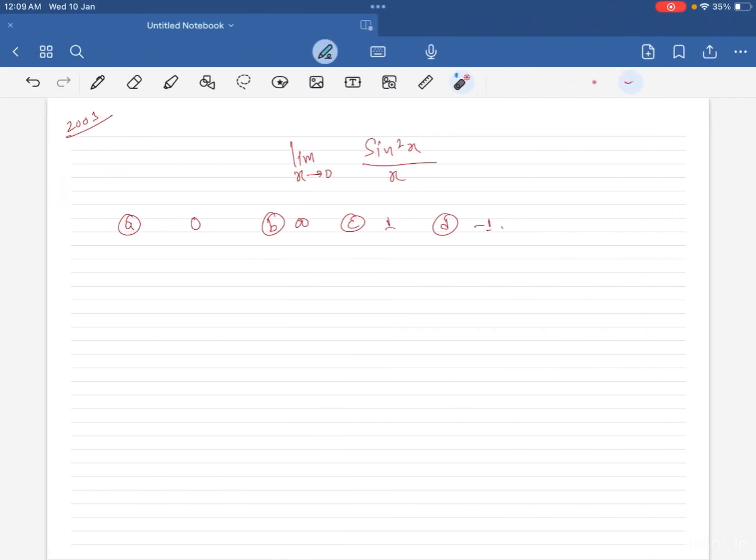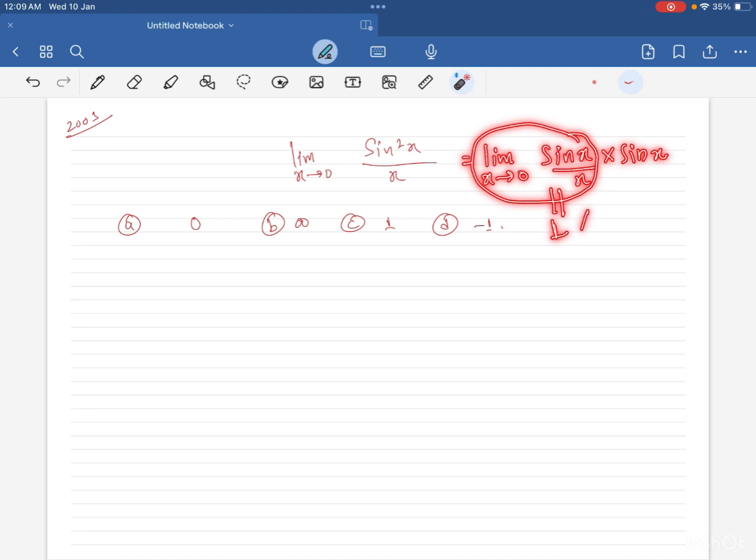So again this is an easy question. Limit x tends to 0 sin square x divided by x. So how you can think is that limit x tends to 0 sin x divided by x into sin x. So this will be 1 into, again limit x tends to 0, that will be 0. So 0. So the correct answer for this is A.